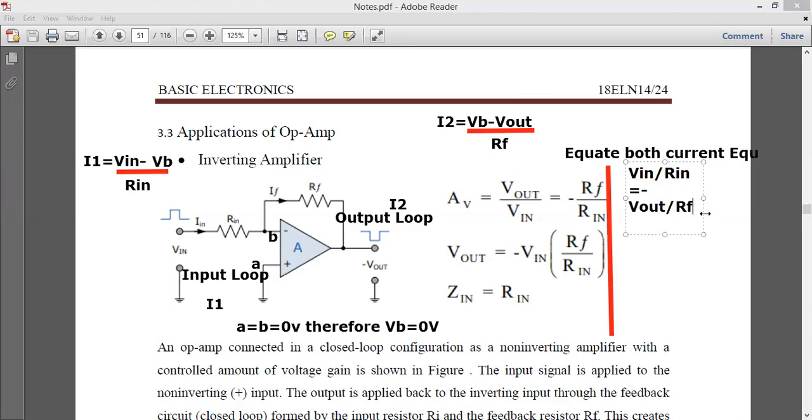Okay, simply you can write like this also. So I got V in divided by R in is equal to minus V out divided by RF. So if you get this equation, then simply you can write. The gain formula says that it should be V out divided by V in. तो मैं ये क्या करता हूँ, V in I will take on the other side at the denominator of V out, and RF I will take into the numerator of the other side. So this becomes your V out divided by V in, एक तरफ में आ गया.